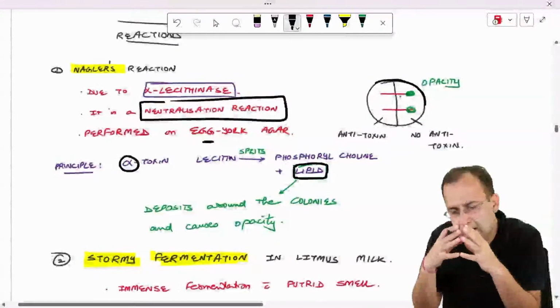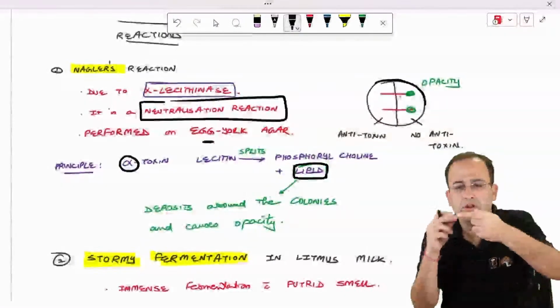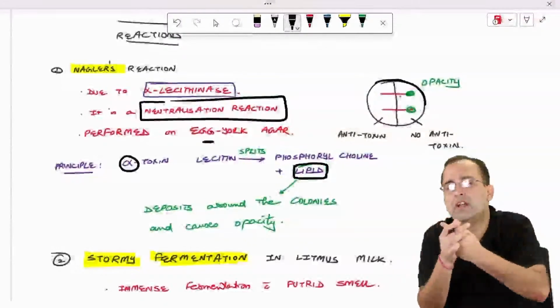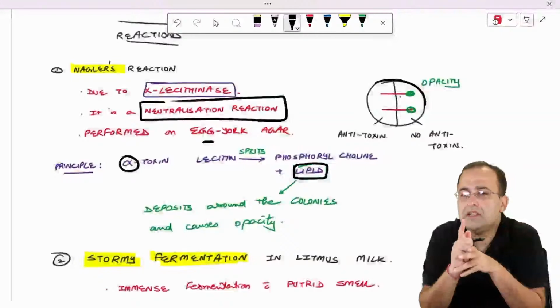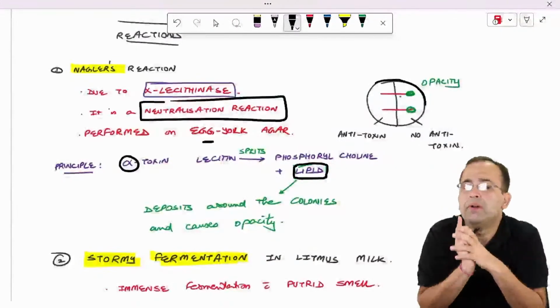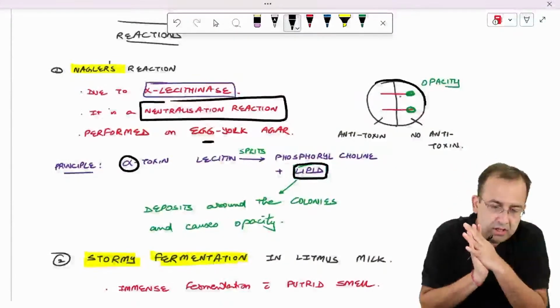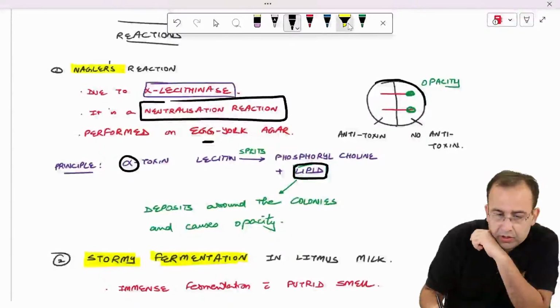This is the exact way it looks like. There's a colony with a white opacity around the colony. In Nagler's reaction the opacity is occurring due to deposition of lipid by Clostridium perfringens. It is a type of neutralization reaction.